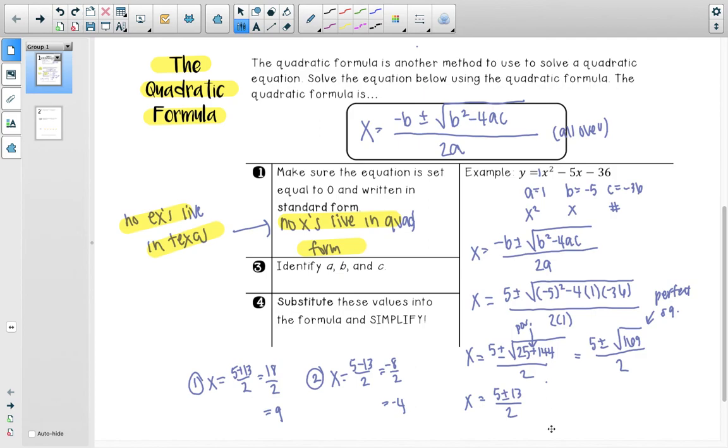So we then write our final answer. I'm going to write it in this box. Remember, it has to go in braces. Why does it have to go in braces? It has to go in braces because if you put it in parentheses, it's a coordinate point, and these are not coordinate points.